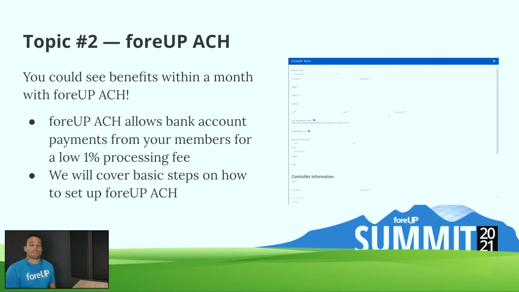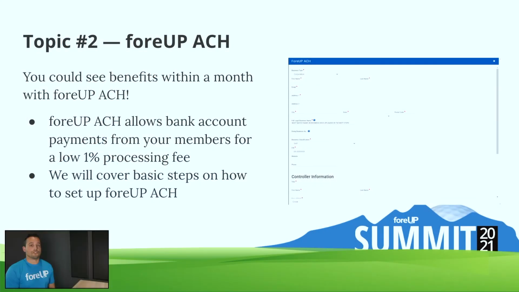The next topic we're going to cover is foreUP ACH. There are many benefits with ACH, and one of the biggest ones is how much you're going to save on processing fees. A common thing with credit card processing fees is that they fluctuate anywhere from 2 to 4 to 5, 6%. So it can really get out of hand really quickly. With foreUP ACH, we offer only a 1% processing fee for all ACH transactions. So that's definitely the biggest benefit to choosing foreUP ACH. We're going to go over just the basic setups, and then some more pros and benefits you can have from foreUP ACH.